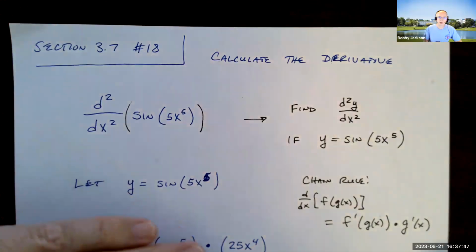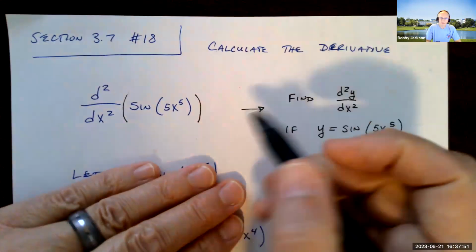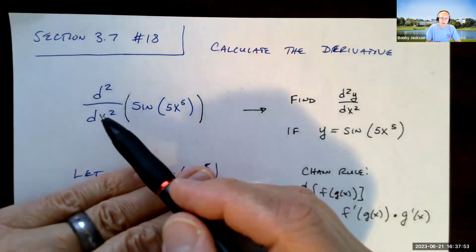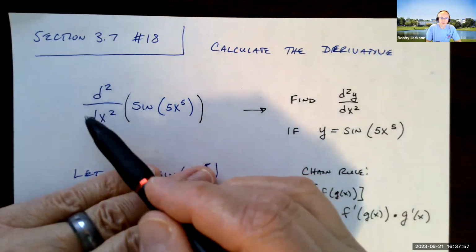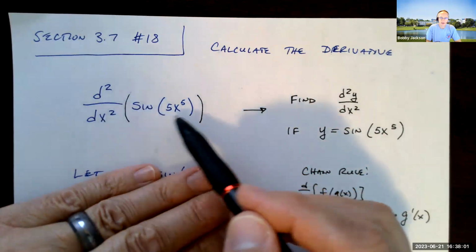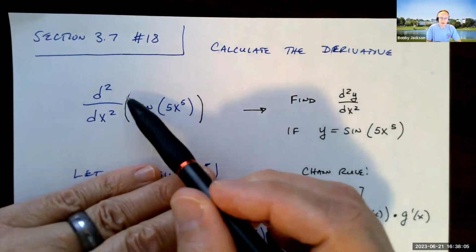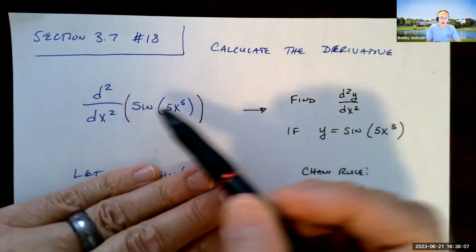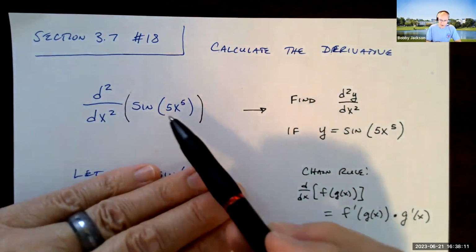Okay, we're going to look at number 18 in section 3.7, which is to calculate the derivative. If you look at this, you'll notice that this is not the first derivative, but the second derivative, right? This is Leibniz notation for take the second derivative with respect to x of this function. They don't have the black parentheses like I do, but I would normally write it that way because this is operating on this function.